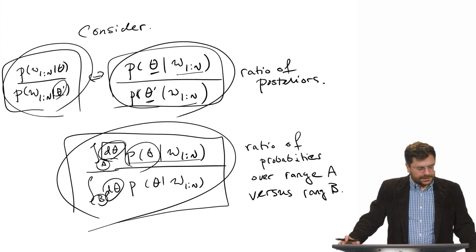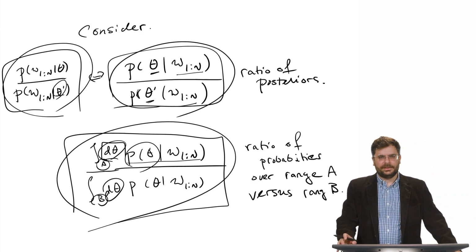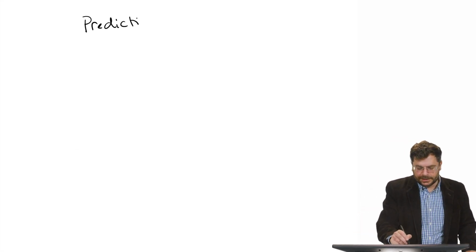So those are the kinds of things that we can do with posteriors. Another thing we can do with posteriors is build something called a predictive distribution.